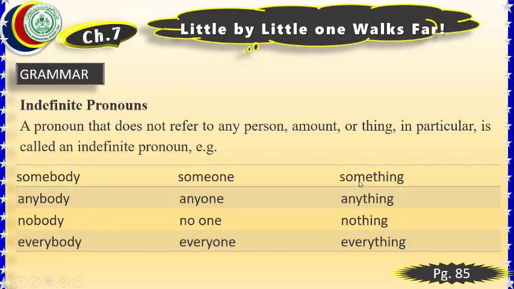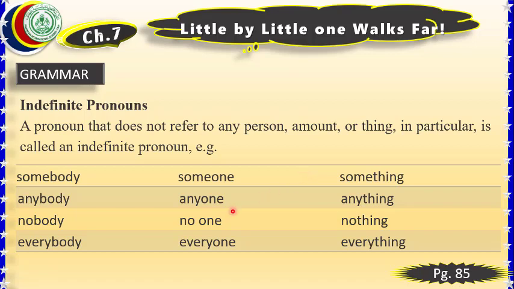Dear students, this is the grammar section. In this section, we shall learn what an indefinite pronoun is. A pronoun that does not refer to any person, amount, or thing in particular is called an indefinite pronoun. You can see here somebody. When we say somebody, do we know who this somebody is? No, we don't know. When we say anybody, nobody, everybody, someone, anyone, no one, everyone, do we know who that is? No, exactly we don't know.